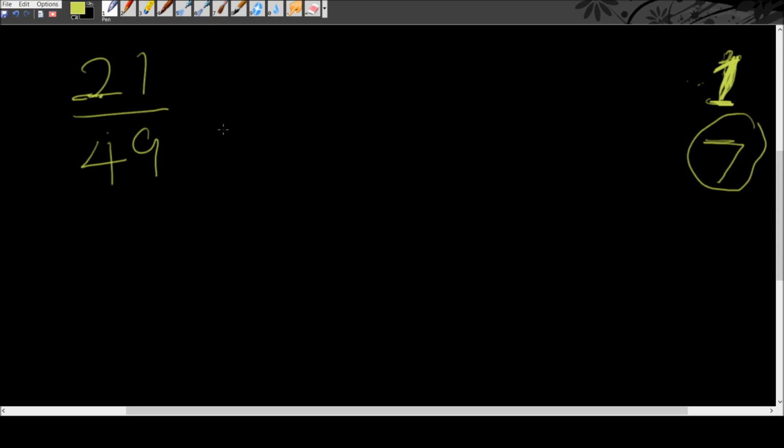So now we're going to say how many 7s go into 21, which is 3, and how many 7s go into 49, which is 7. Okay, so we've simplified 21 over 49 to 3 over 7. Okay, and this cannot be simplified any further.